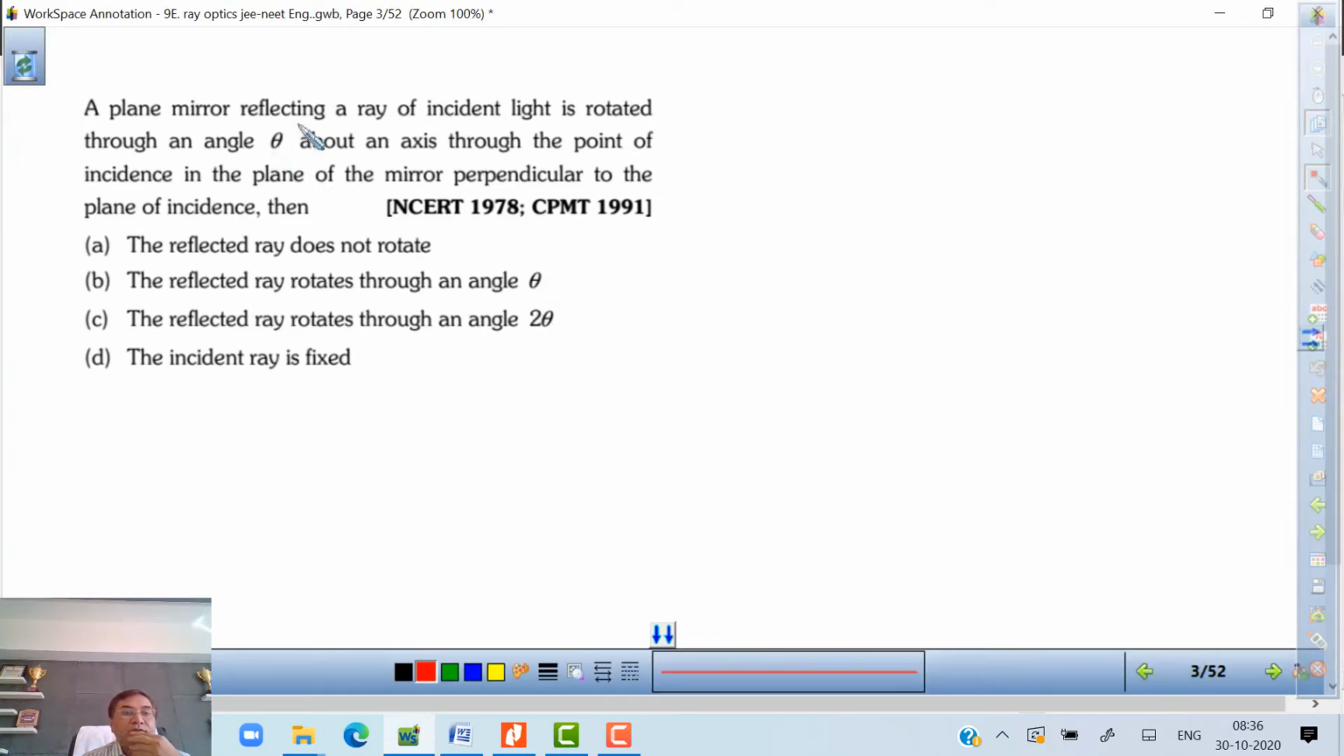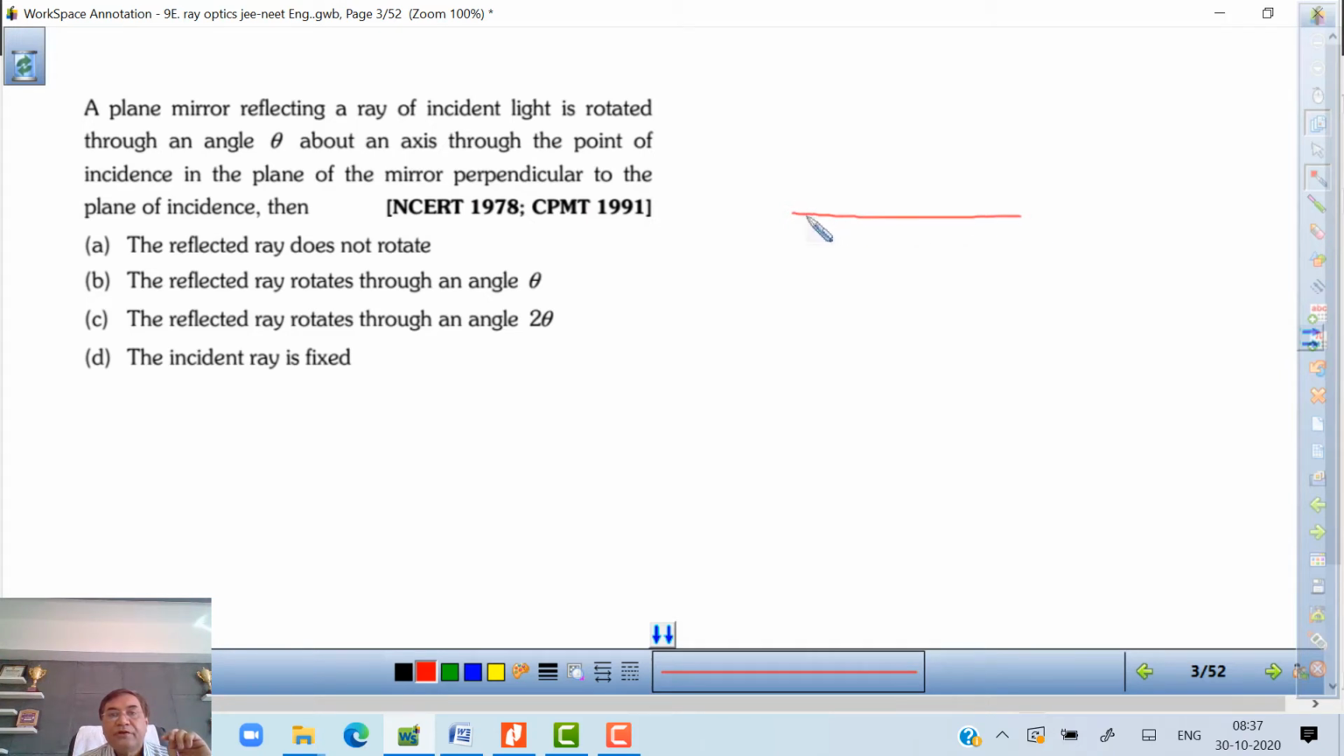A plane mirror reflecting a ray of incident light is rotated through an angle theta about an axis through the point of incidence, in the plane of the mirror, perpendicular to the plane of incidence. See, this is very important.